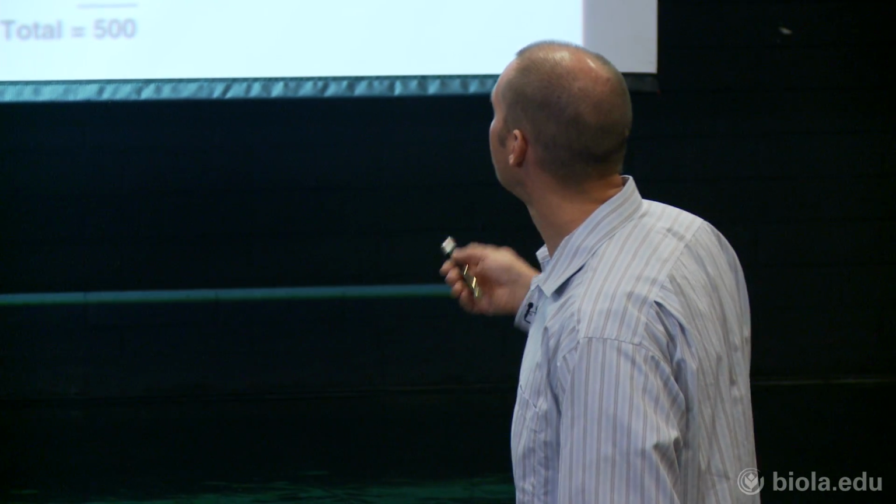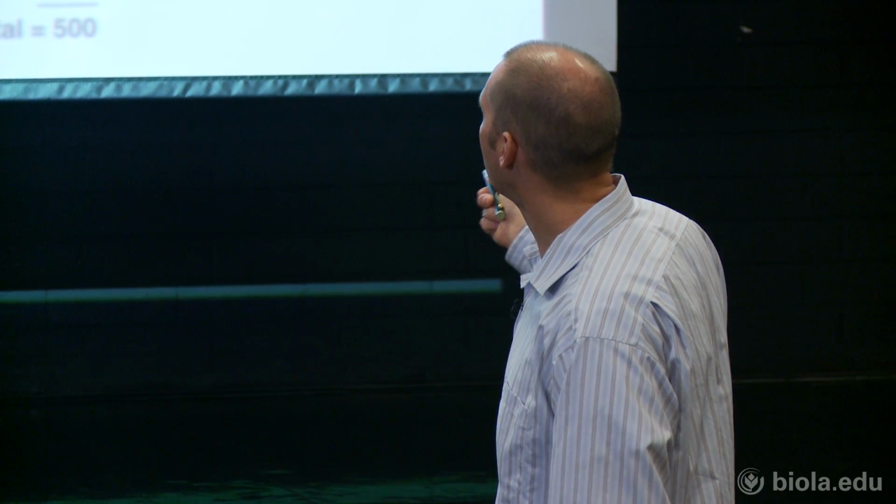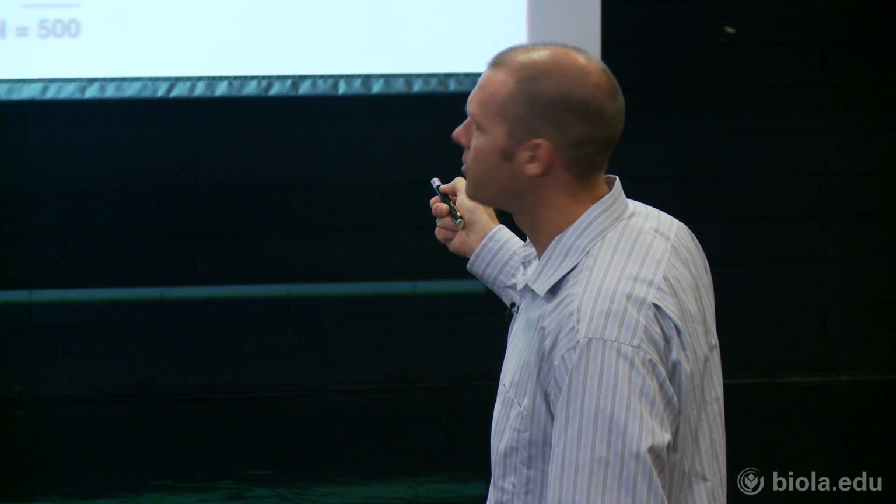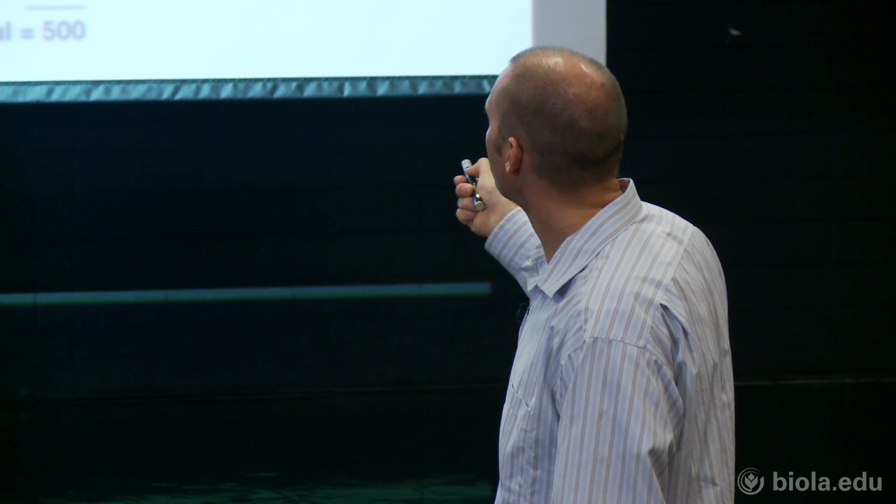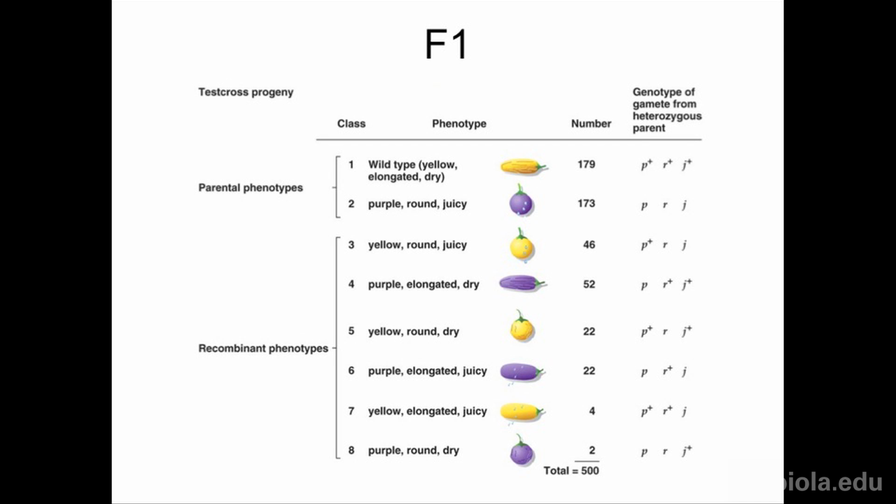So the two most frequent phenotypes that show up represent what her original, uncrossed, unrecombined chromosome looked like. So one of the most common was all the dominants on one chromosome. The other was all the recessives on the other chromosome. So this is an easy example, right? We know that all the dominants are on one, all the recessives are on the other.